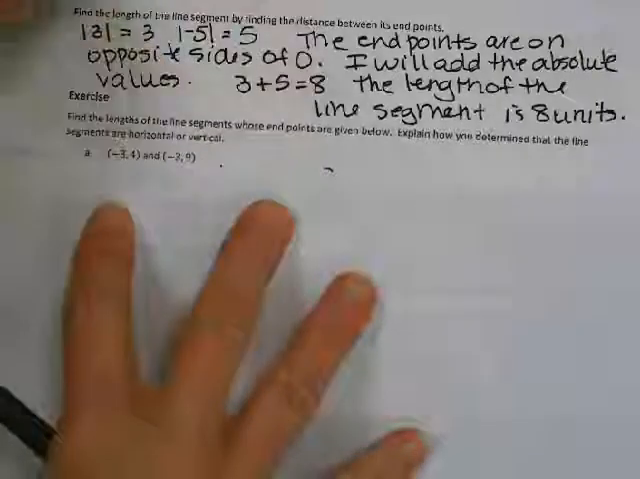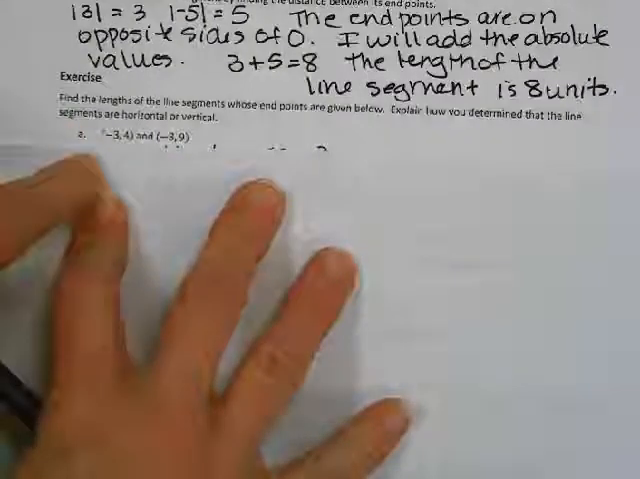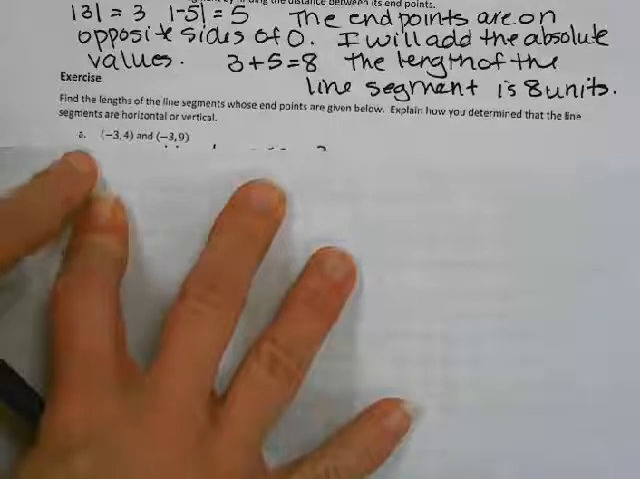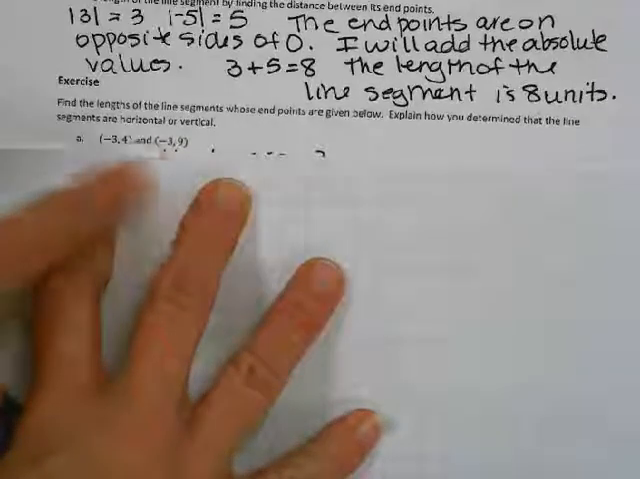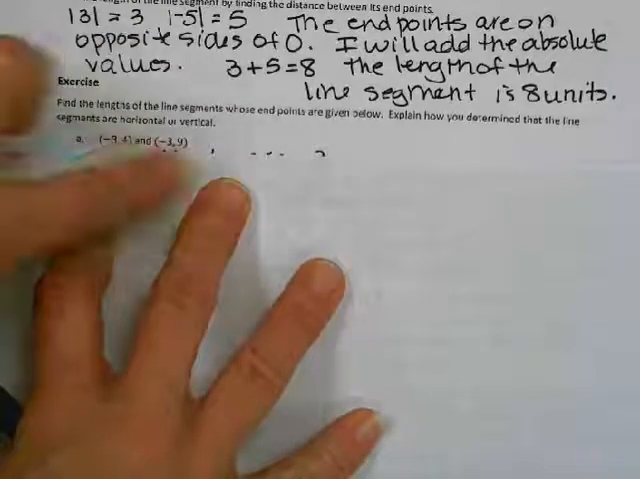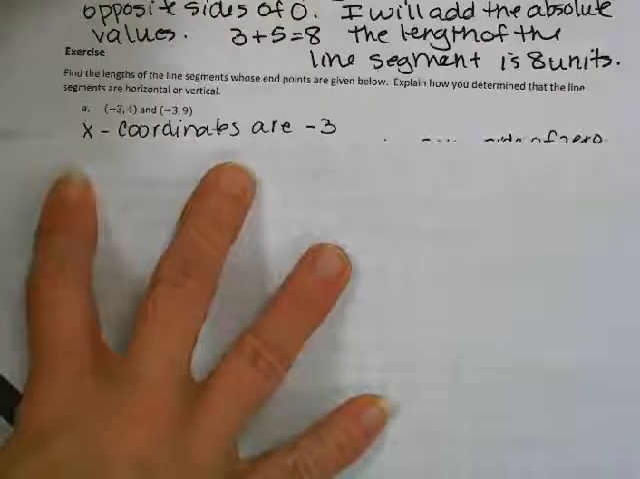So we look at (-3, 4) and (-3, 9). The first thing we notice is they have the same x-coordinate of -3. The next thing we notice is that our y-coordinates are both positive, so they would sit on the same side of 0. So we say x-coordinates are -3.